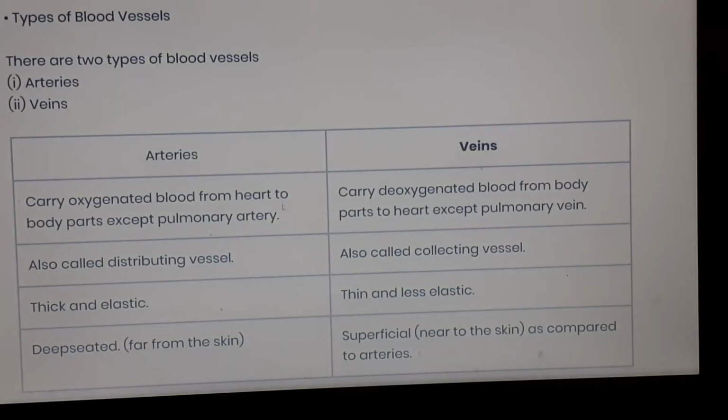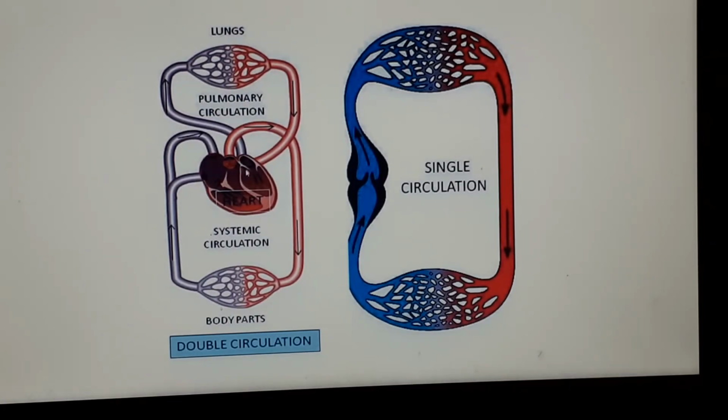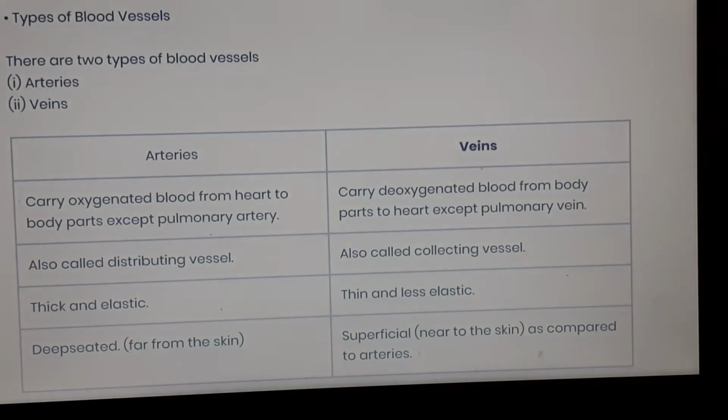Okay. What is the next one? So this is about how the heart functions. Through two types of circulation, it fulfills our needs. This is pulmonary circulation and systemic circulation. Next one, types of blood vessels.